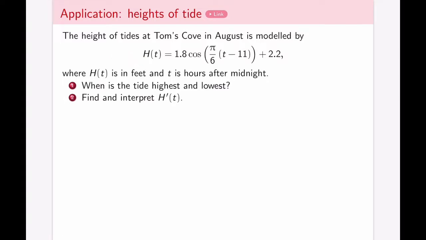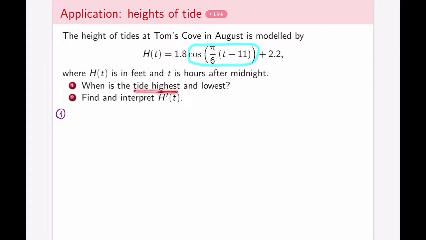First of all, the first question asks, when is the tide highest and lowest? This seems like it has a lot of information in it, so you sort of have to zoom out a little bit to notice one very important thing. This cosine is just one big chunk of this entire function. So if I were to describe this function to somebody in fewer words than written here, I would say it's 1.8 times a cosine of something plus 2.2. So immediately I know, for example, that cosine is bounded between -1 and 1, and that is something I can definitely use to my advantage.